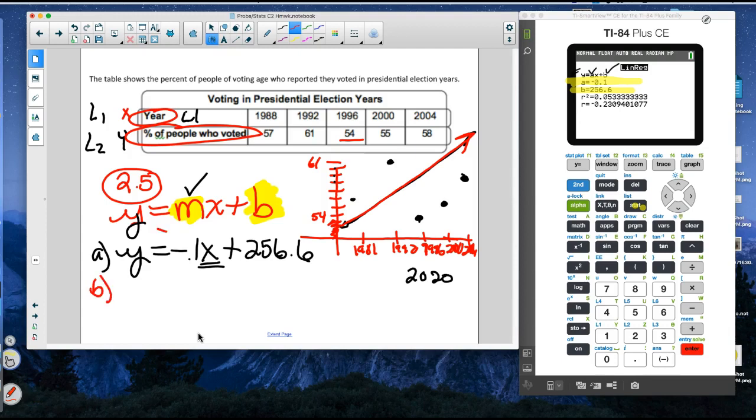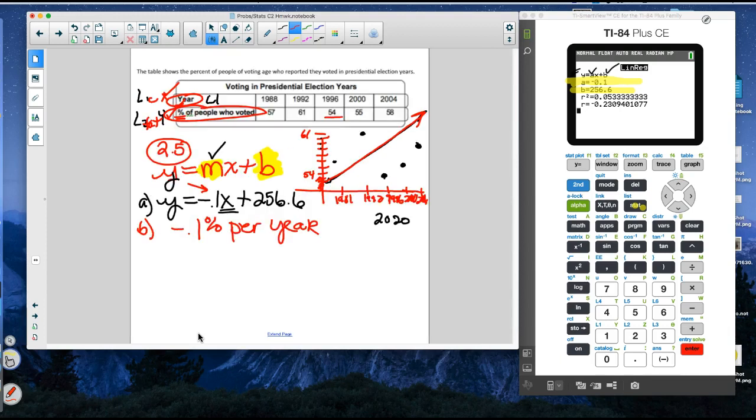Sometimes it'll say interpret the slope in this context. Well, remember slope is change in y, so change in percent of people who voted per year. So there'd be negative 0.1% per year. So whatever you get for the slope, you write it down, and it's this per this. I know one in your book was like fat grams per calorie, but it's always y per x.